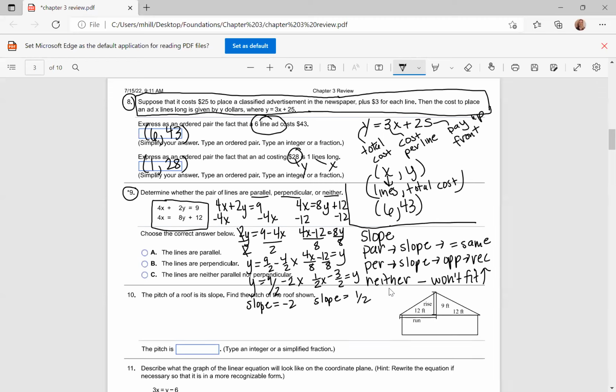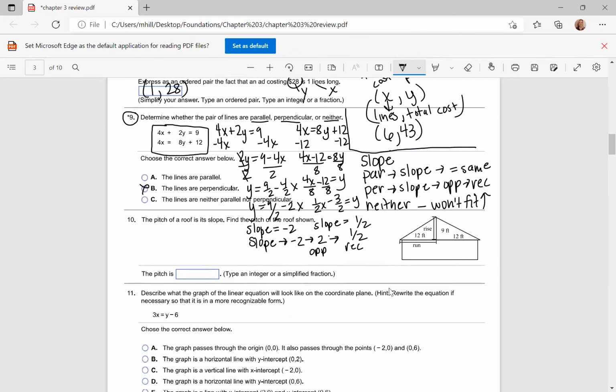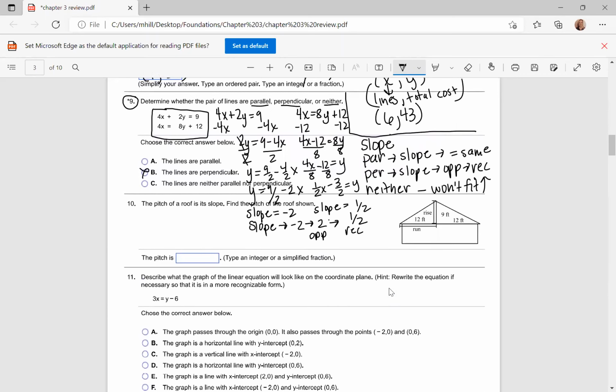And so these are actually opposite reciprocals. So it's going to be perpendicular. Okay, so if we start our slope with negative 2, the opposite is positive 2. And then we do the reciprocal, which means flip it upside down. Well, 2 can be written as 2 over 1. So when you flip it upside down, it would be 1 over 2, which is what we got. And that means it's perpendicular because they're opposite reciprocals. That probably is one of the most difficult problems on this test, determining whether something is parallel, perpendicular, or neither.